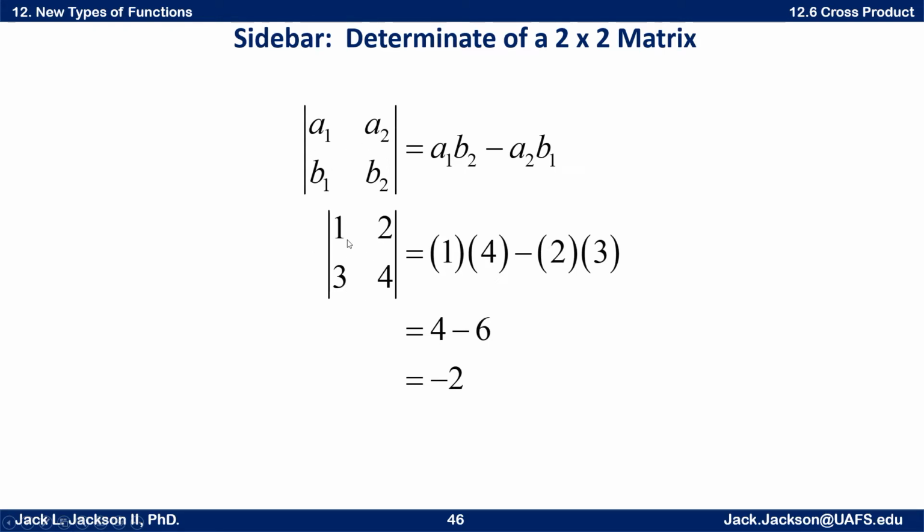So for example, the determinant of the 2x2 matrix with rows 1, 2 and 3, 4 is 1 times 4, which is 4, minus 2 times 3, which is 6. 4 minus 6 is negative 2. So the answer is negative 2. Notice this is a single real number, a scalar. It could be positive, negative, or 0.